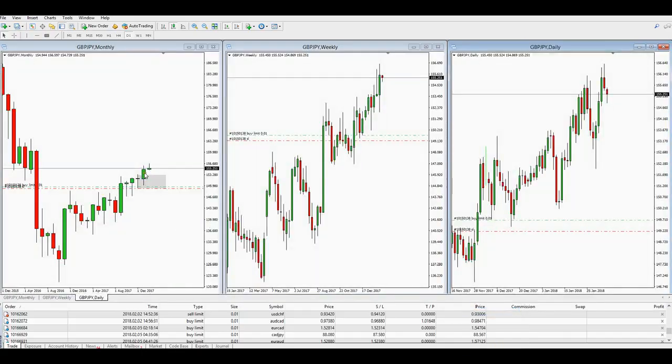The pound yen monthly level. This is rally base rally, and nothing here on the weekly, just a monthly level.